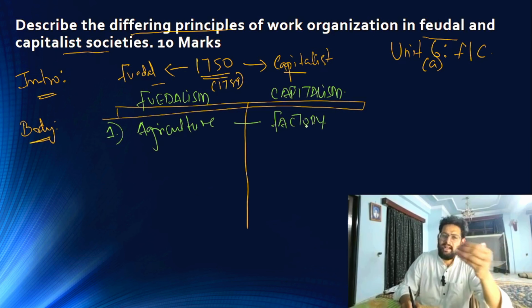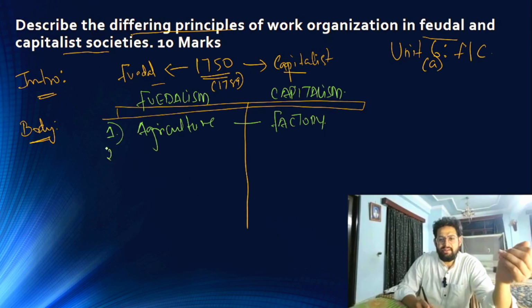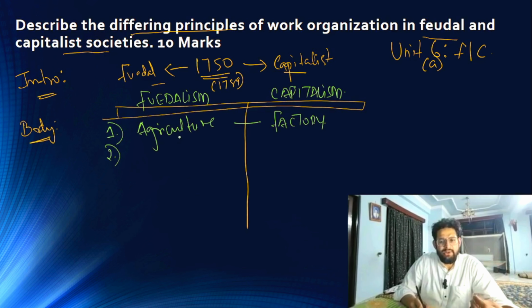Feudal eras are agrarian societies. Capitalistic systems are going to be around factory systems. Moreover, if you get into more detail, what is the mode of production?